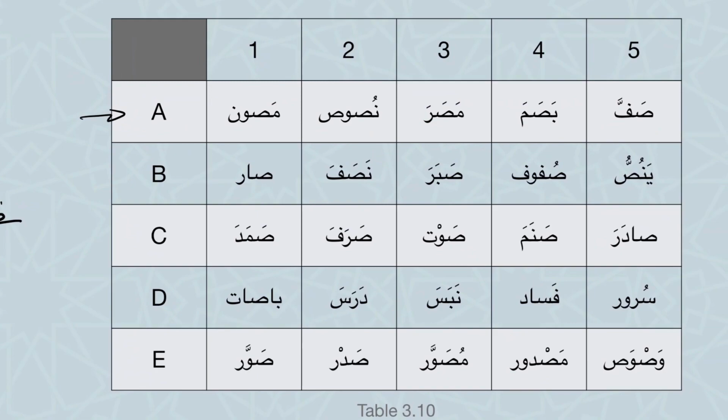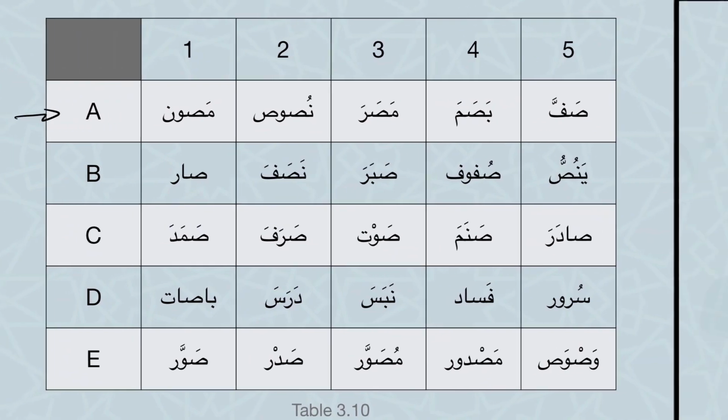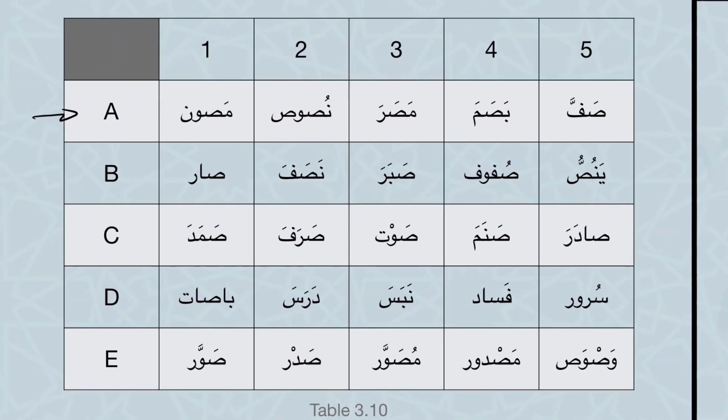Okay, I guess no one, so I'll take it. Sad has no fatha, but there's an alif after it, so it's Sar. If there's a sukun here, it is Nasafa. Sabara. The sad has a dhamma, the fa doesn't, but it has a waw, so I know there is a long vowel u, so it's Sufuf.